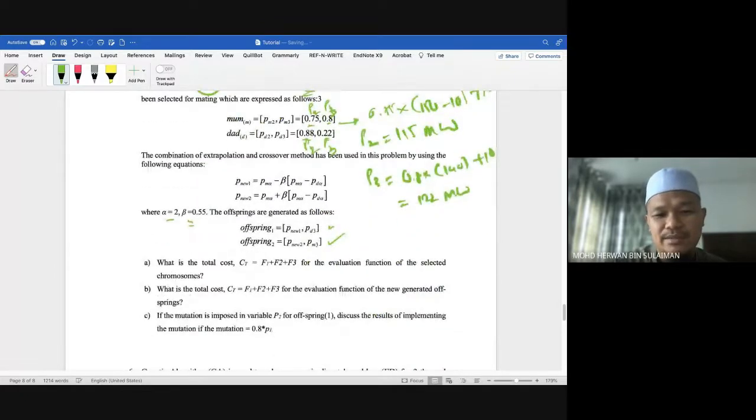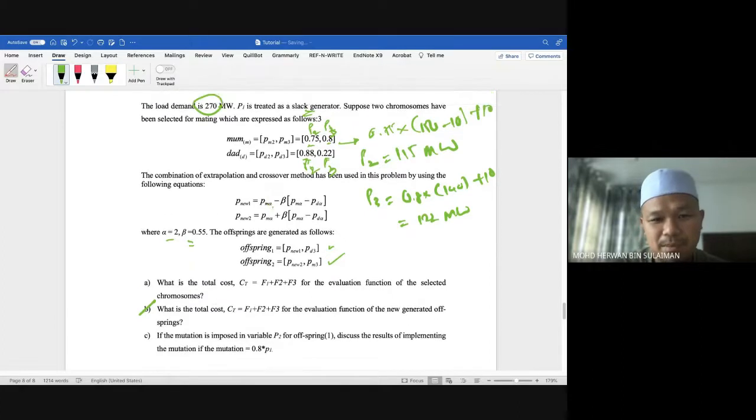Next, question B, you need to evaluate the offspring. Similarly, you need to calculate your P new, your offspring. P new is P mum alpha number 2, minus beta. Beta is 0.55. P mum alpha minus P dad alpha. So this is alpha number 2.